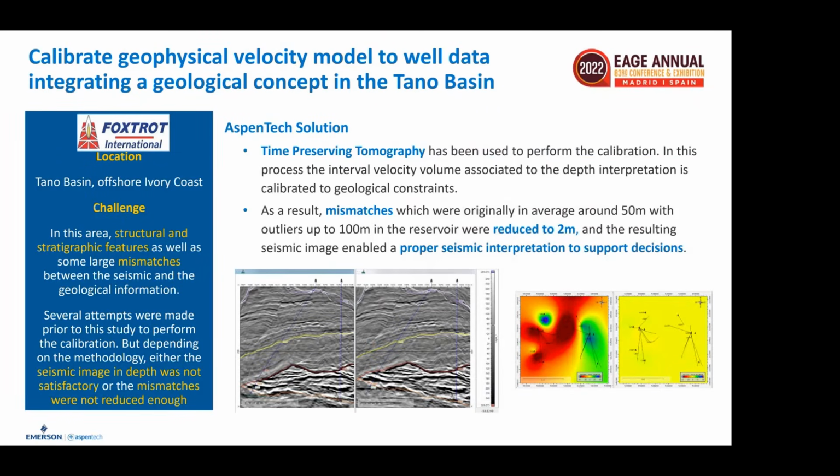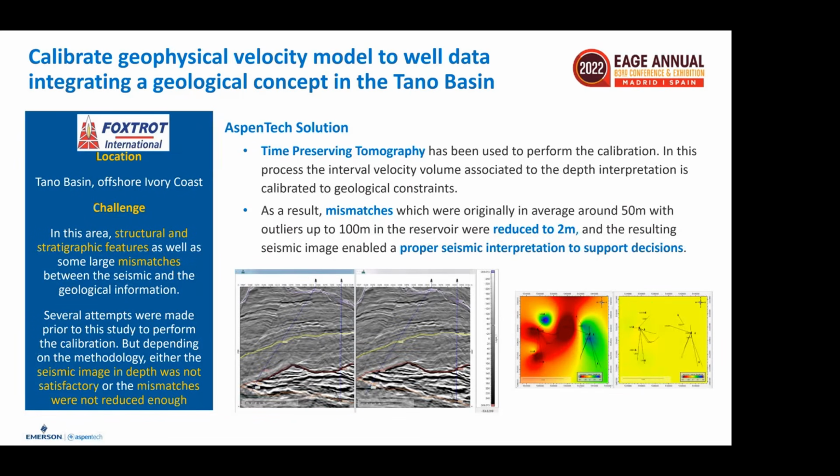Another example was done here in the Tano Basin, and that was presented a couple of years back at the EAGE conference in Madrid. In the Tano Basin, the subsurface exhibits complex structural and stratigraphic features alongside significant discrepancies between the seismic dataset and the geological interpretations. This is what you can see here on the left side. I've got a couple of wells, and I have a close-up a bit later to see a bit better. Some of the markers don't fit those horizons of interest at all.